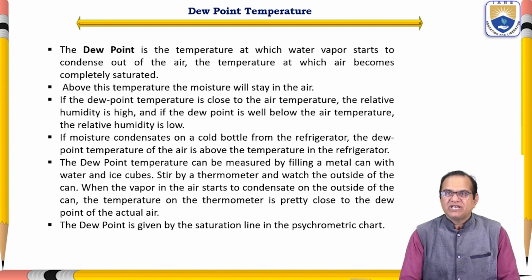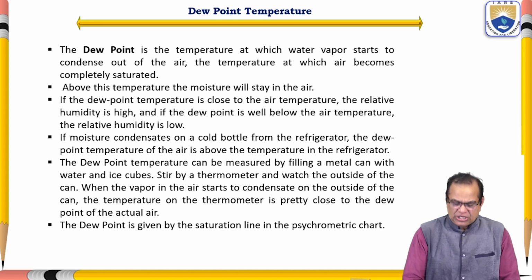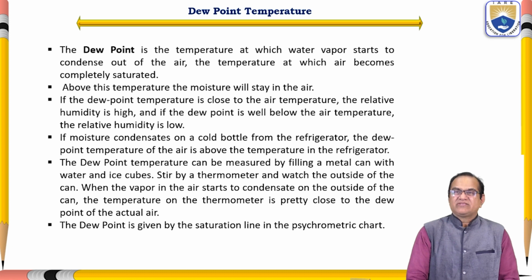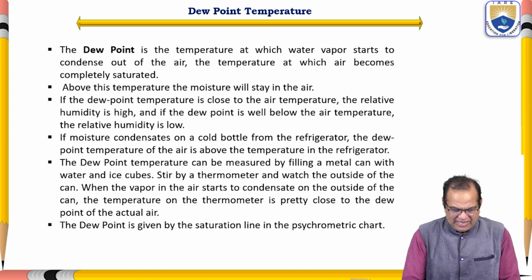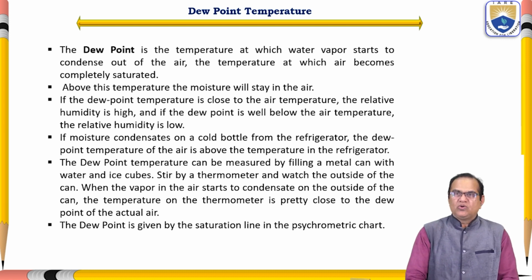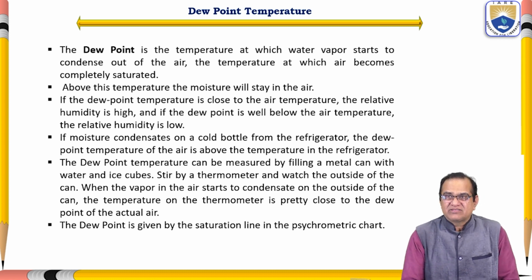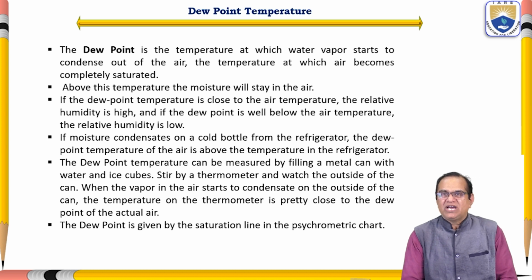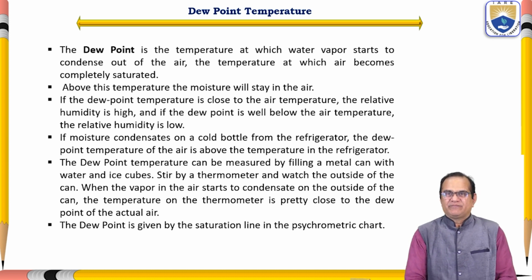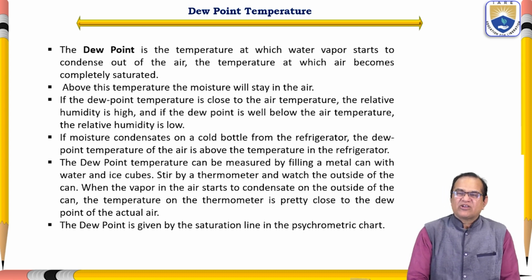The dew point temperature can be measured by filling a metal can with water and ice cubes, stirring with a thermometer, and watching the outside of the can. When the vapor in the air starts to condense on the outside of the can, the temperature on the thermometer is pretty close to the dew point of the actual air. The dew point is given by the saturation line in the psychrometric chart.